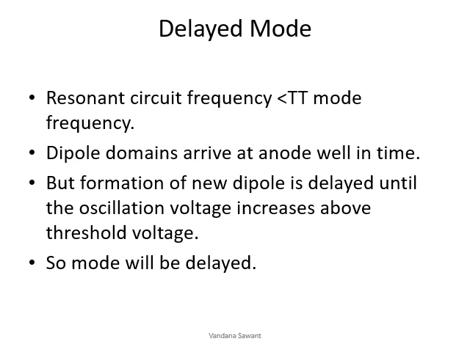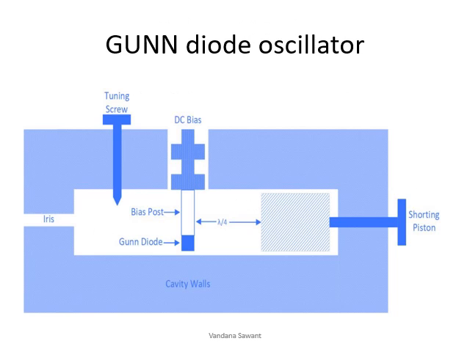It is delayed due to this LC resonant circuit frequency, which is less than the transit time mode frequency. So we can write that the formation of a new dipole is delayed until the oscillation voltage increases above the threshold voltage. So the mode will be delayed, and it is called delayed mode.